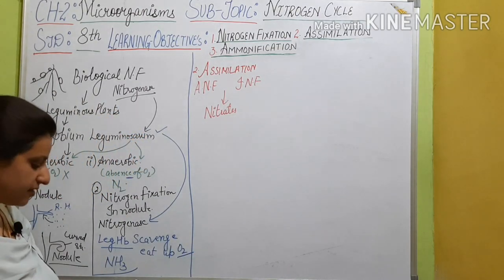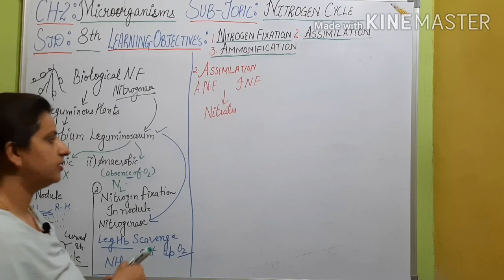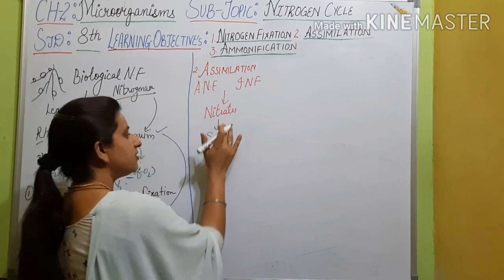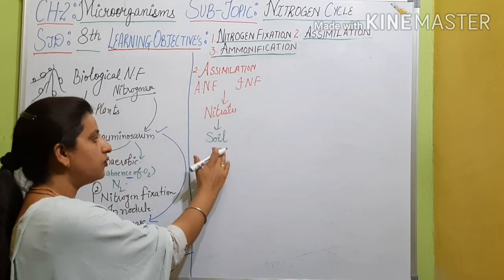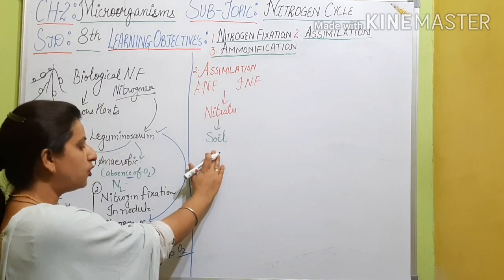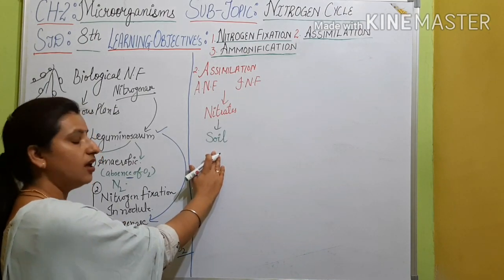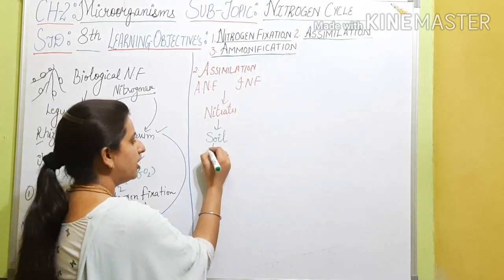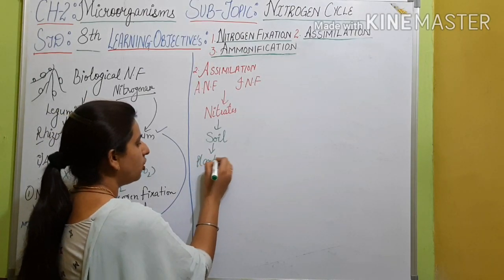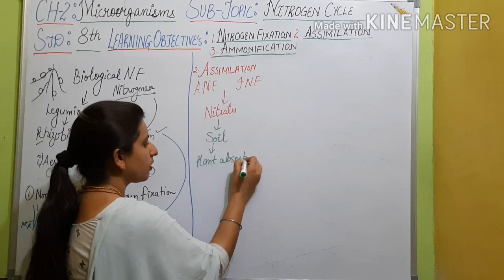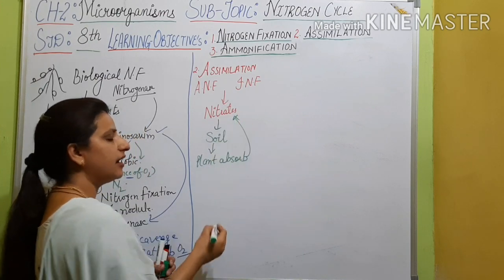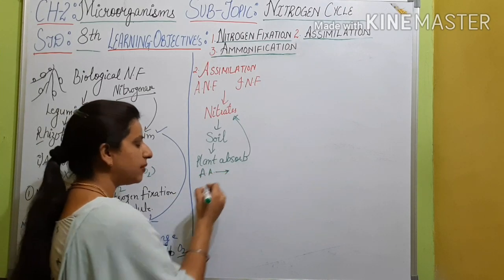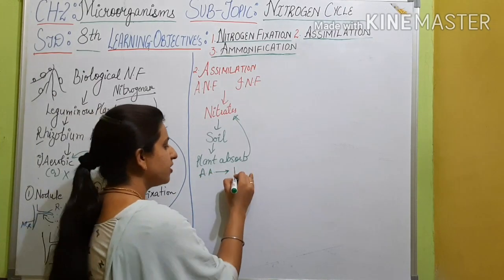Now these nitrates are present in the soil, and from the soil, with the help of rhizobium bacteria, the plant will absorb them. What does the plant do? The plant will absorb this nitrate and convert it into amino acids, and finally these amino acids are converted into complex proteins.